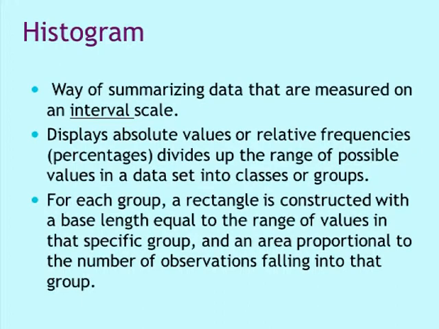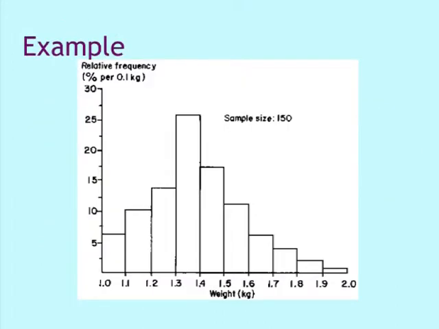I'll try to explain using the following graph. Now let's look at this graph. This is a histogram which is trying to show the weights in kilograms as compared to the relative frequencies. If you look here, the weights have been made in intervals of 1 to 1.1, 1.1 to 1.2, 1.2 to 1.3, and so on.